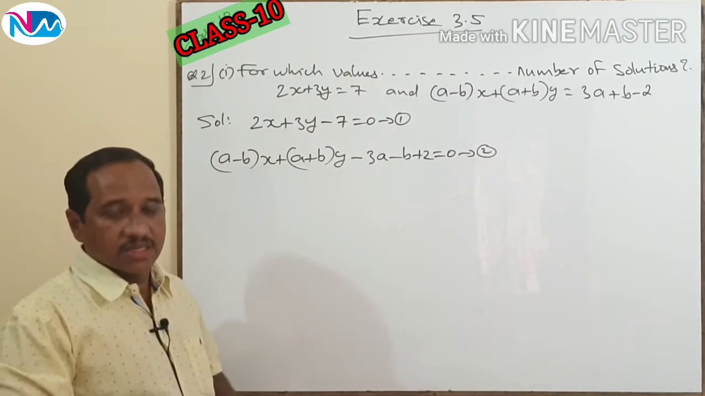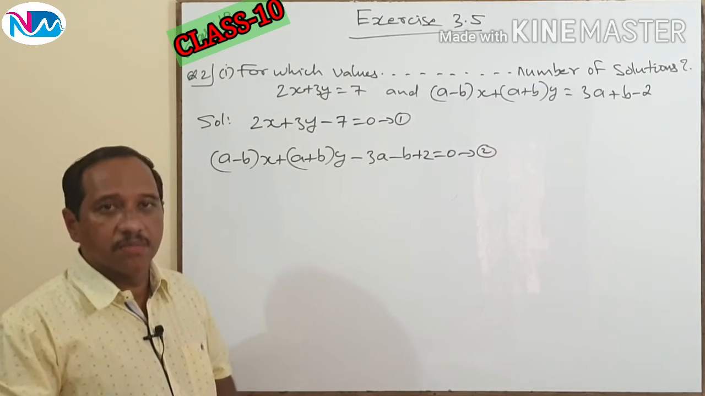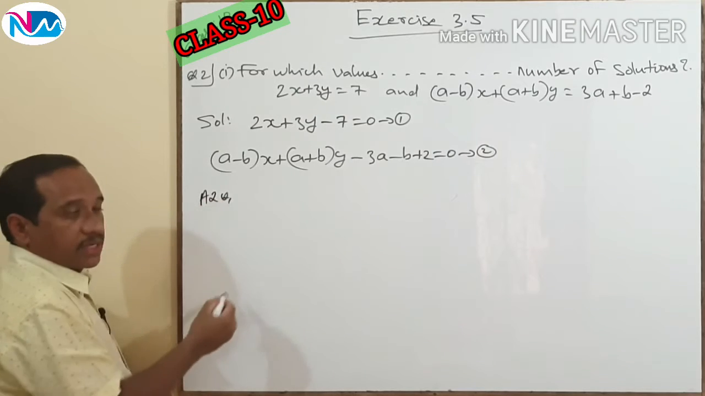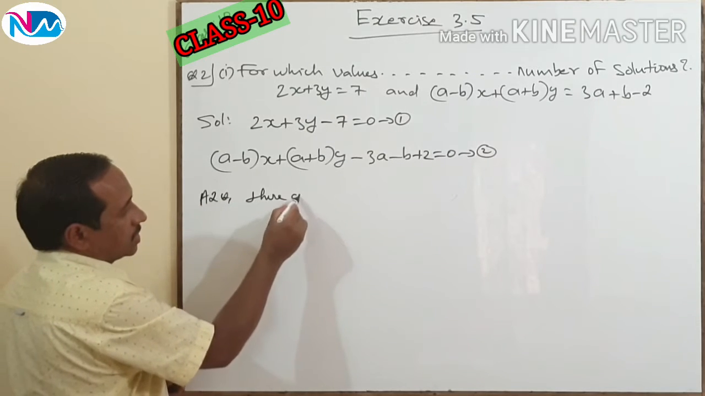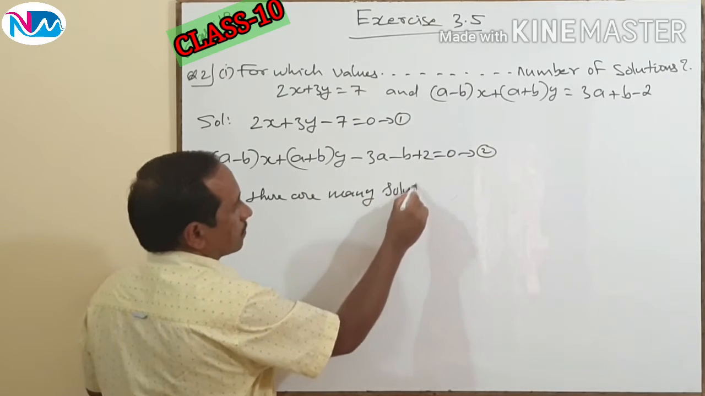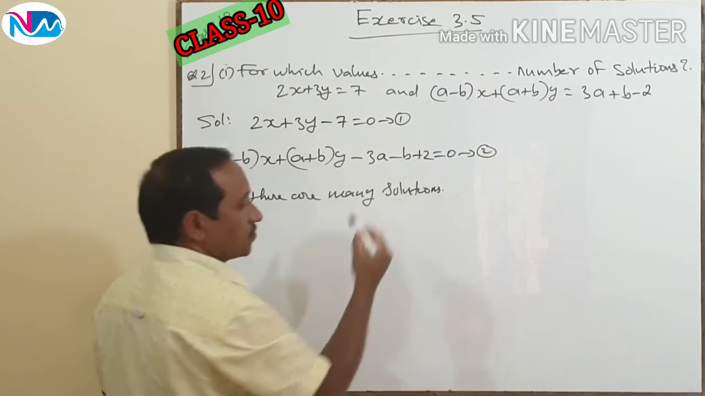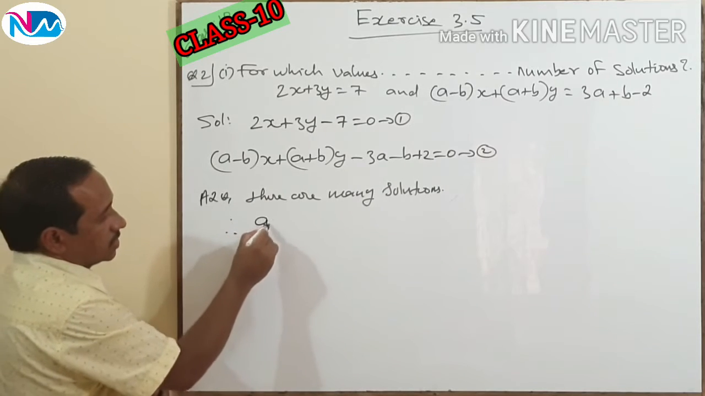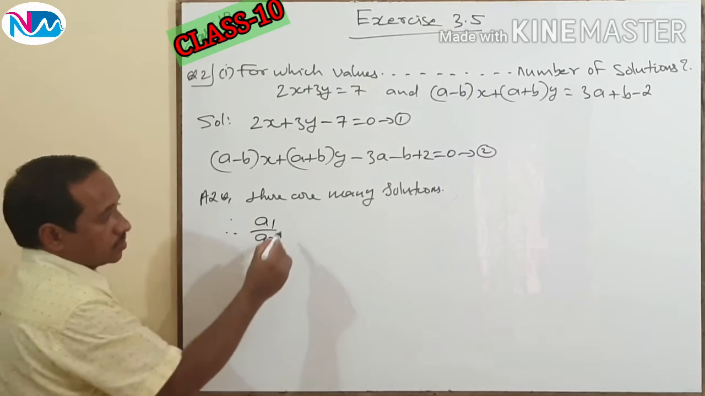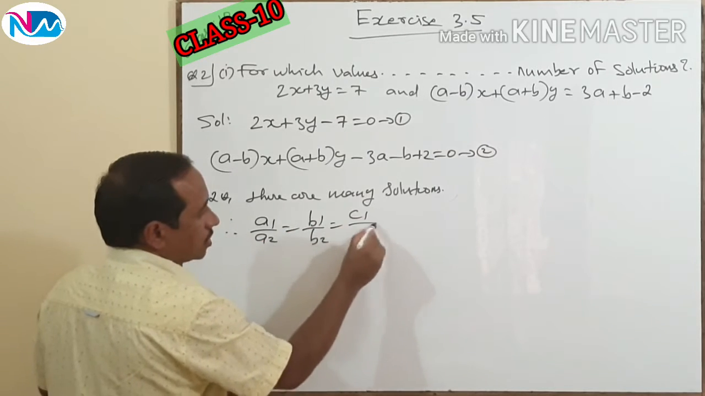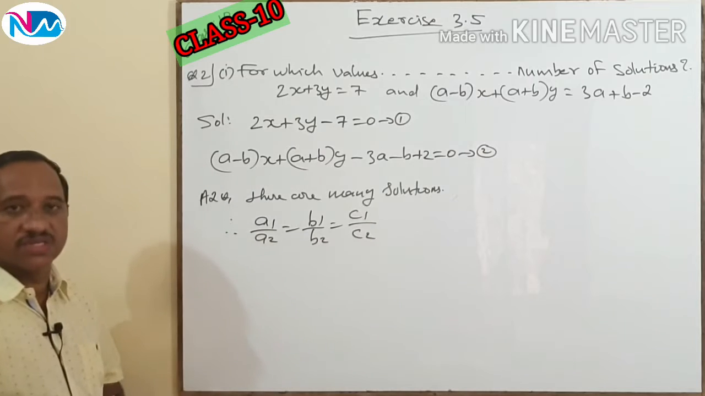According to the question, there are infinitely many solutions. If there are infinitely many solutions, we can write, therefore, a1 by a2 is equal to b1 by b2 is equal to c1 by c2.